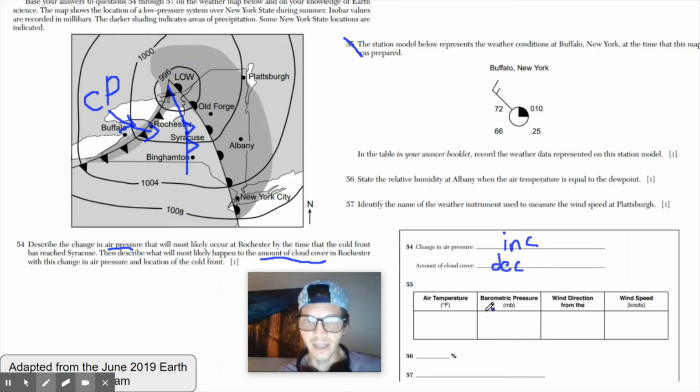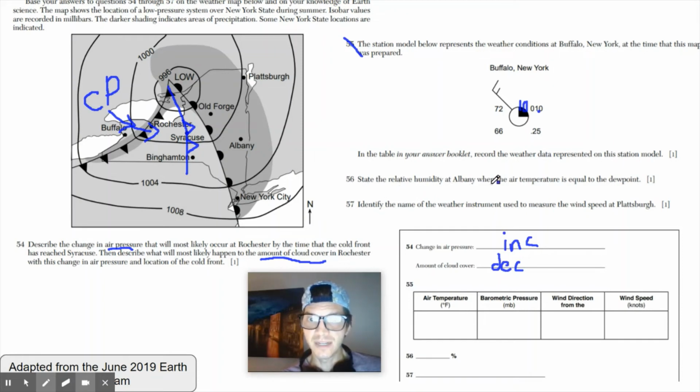55, we've done station models already in this video. Hopefully you're already an expert at it. Just remember that abbreviation, it's not 010, we want to put a 10 there to change that to 1001.0.